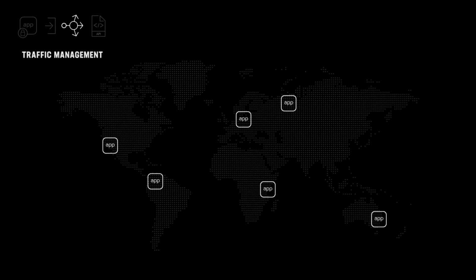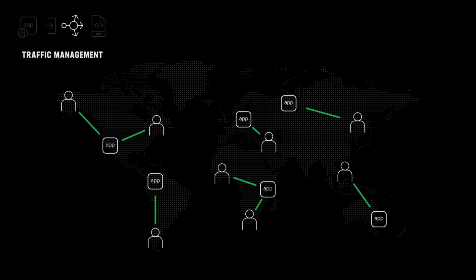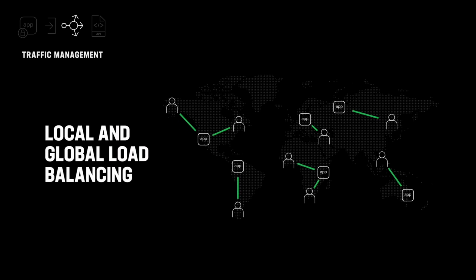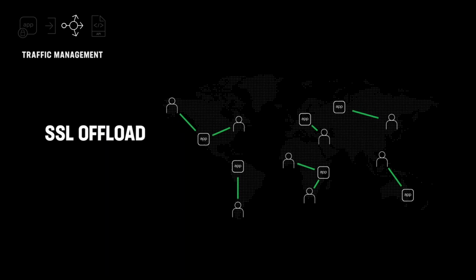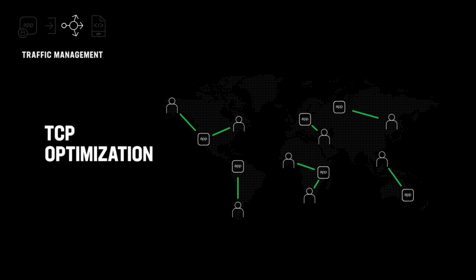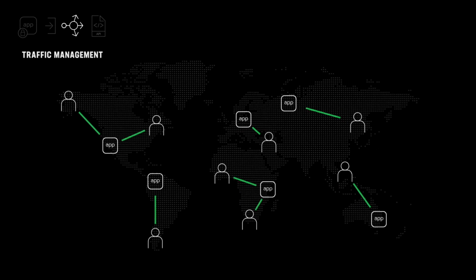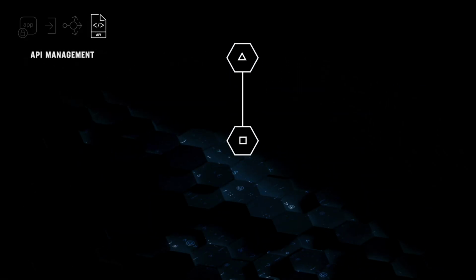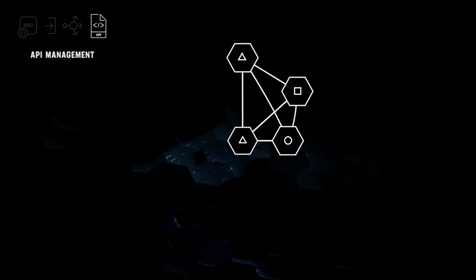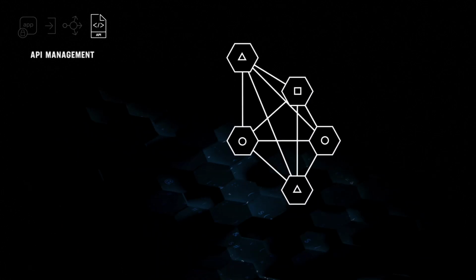Using a full proxy architecture, F5 delivers high-quality, ultra-low-latency application experiences for globally distributed users, leveraging local and global server load balancing, SSL offload, TCP optimization, static and dynamic caching, and much more. That means your apps are always lightning fast and available, and your users always have a great application experience no matter where they're located.